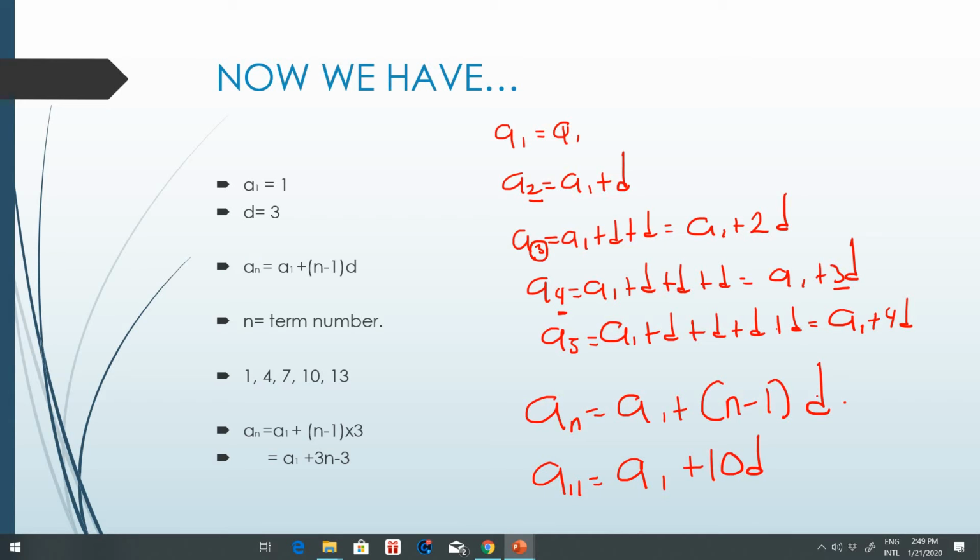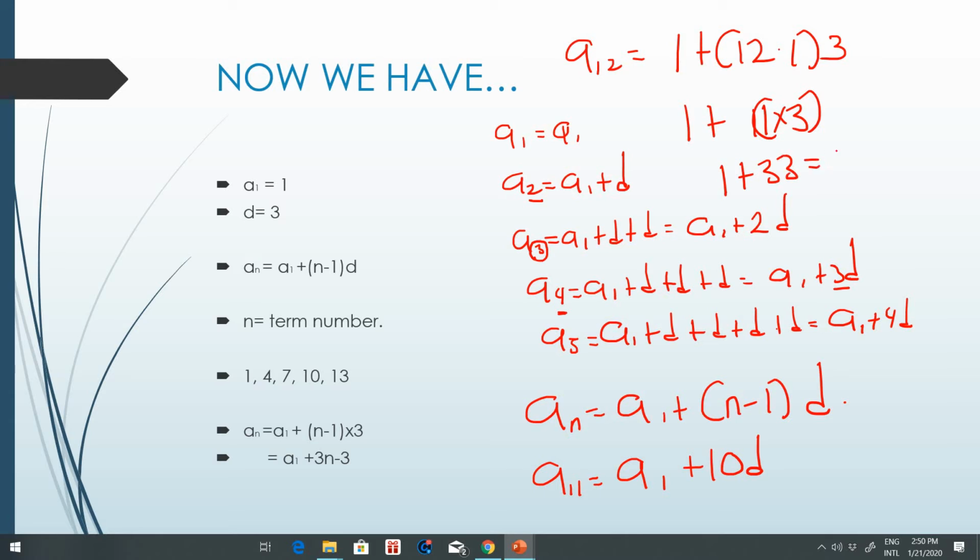So let's say we have to find the 12th term, that's A12. That will be A1, which is 1, plus 12 minus 1, and D is 3. 1 plus 11 times 3. 1 plus 33, and that's 34. So we have our formula here.